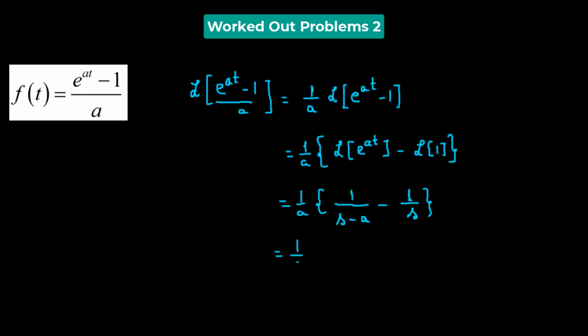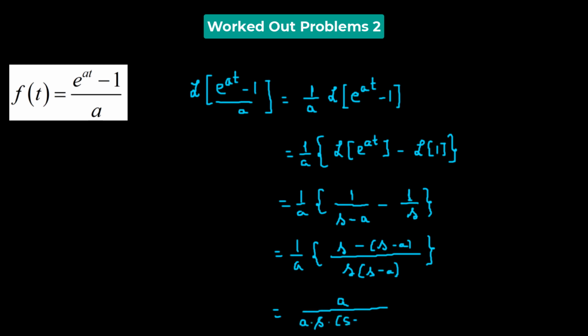So that gives us 1 over a multiplied by s times s minus a in the denominator. So we have s minus of s minus a, so that gives us a in the numerator divided by a times s times s minus a. So the a and a get cancelled, and we have the Laplace transform as 1 over s times s minus a, and of course s must be greater than a. So this is the Laplace transform of the given function.